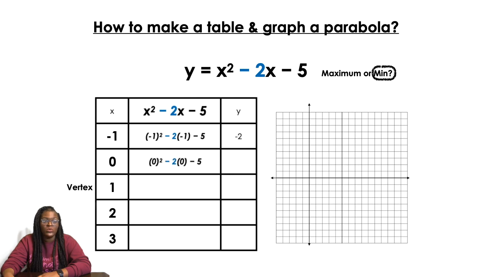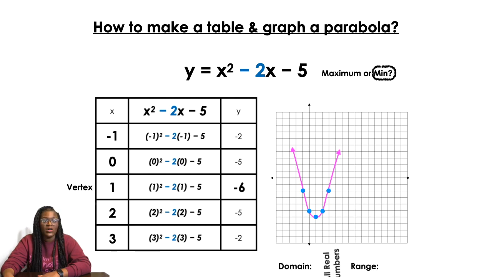Plug in zero. Zero squared is zero. Minus two times zero is zero. Zero minus five is negative five. Plug in your vertex, but you already know the answer because we did it already. Okay, negative six. And then the other two should match if I'm doing my math correctly. I should plot my points. Ta-da.